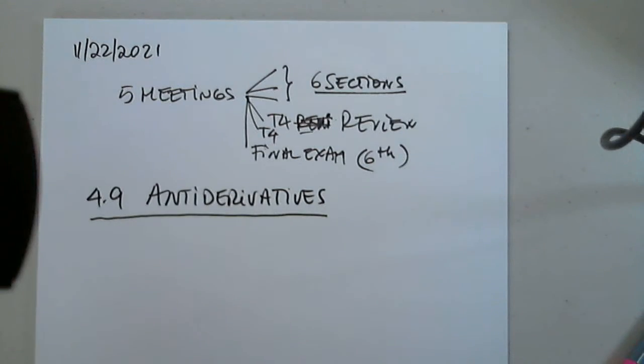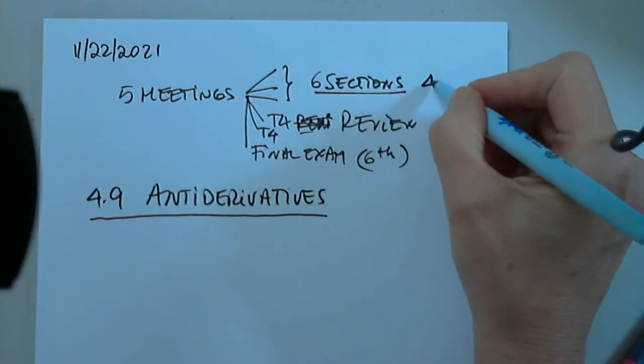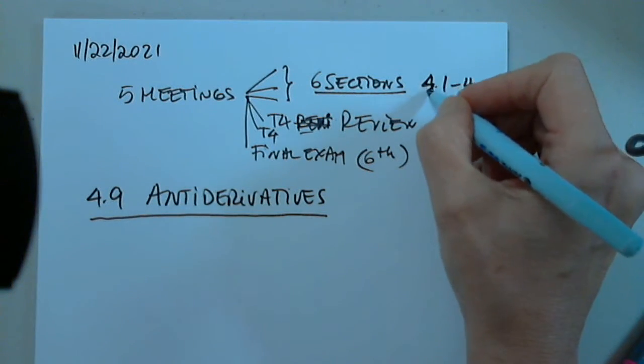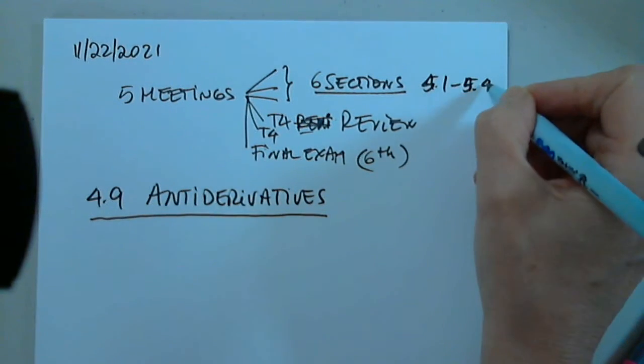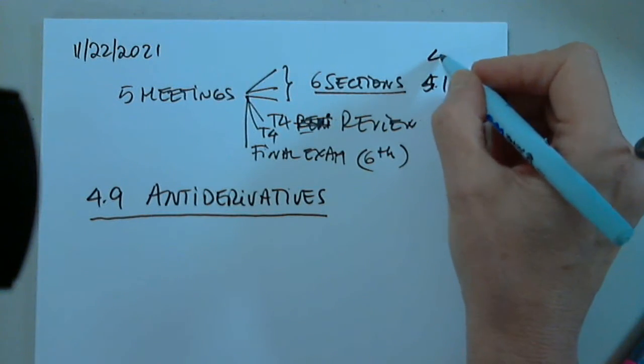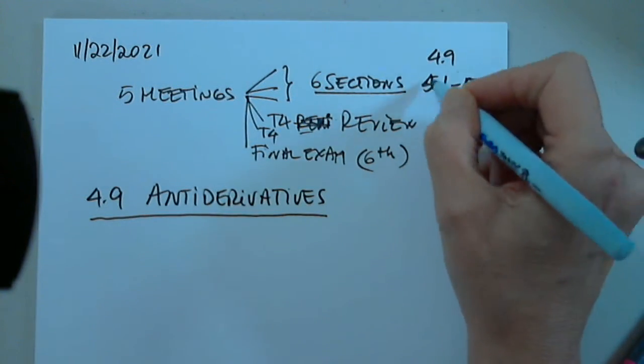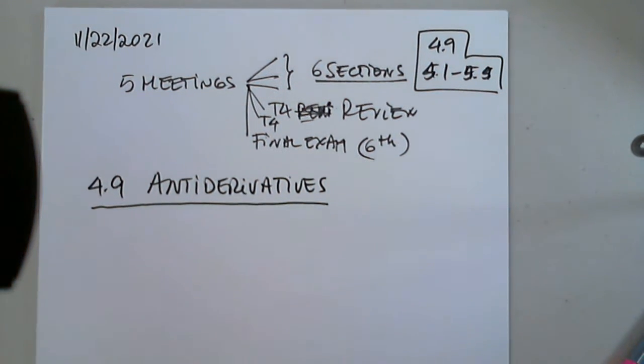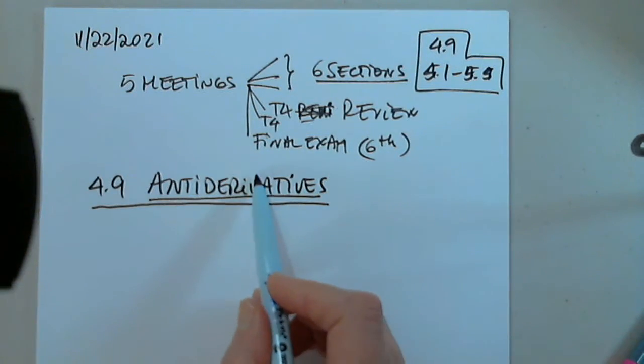We have 4.9 and 4.1 through 5.1 through 5.4 to 5.5. So 4.9, 5.1 through 5.5. These are the last 6 sections we have to go through. Okay, 4.9 is all about antiderivatives.